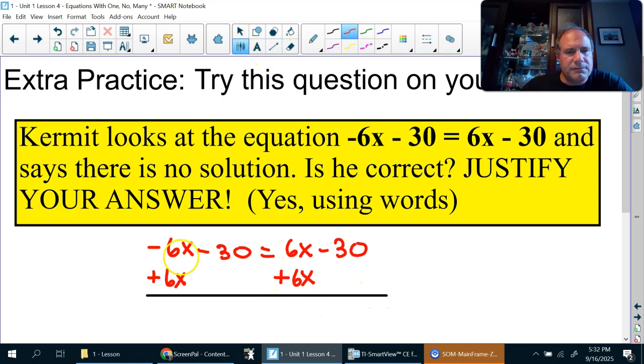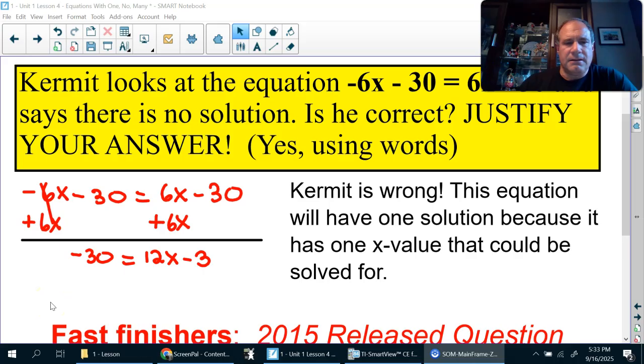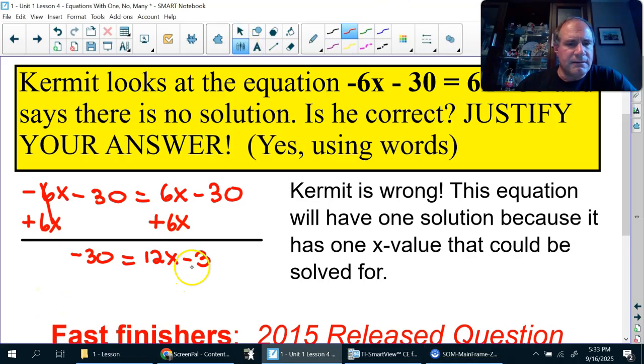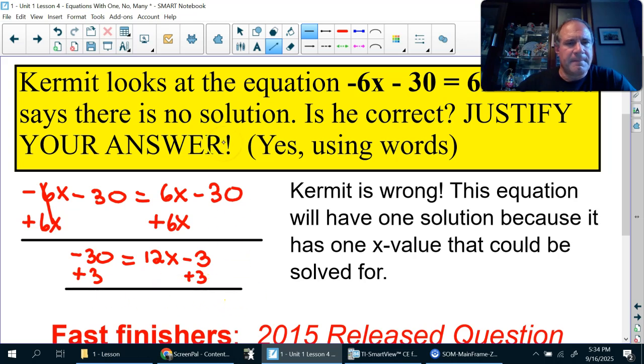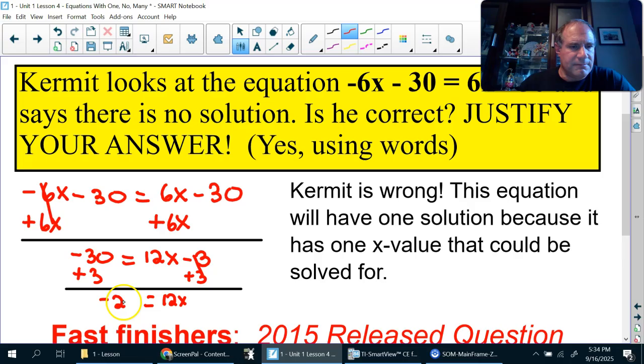This cancels. This does not. Negative 30 equals, just remember, you're adding 6x on both sides, so that's 12x minus 30. This is one solution. And there it is right there. You could keep on going if you wanted to, but you really don't have to. This cancels. You have 12x equals negative 27, but it really does not matter what the solution is.